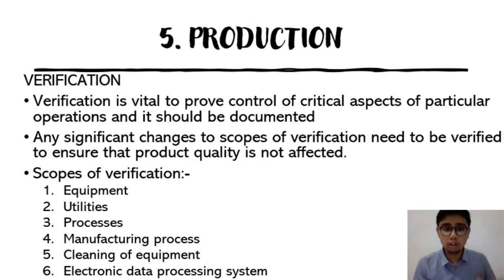All of the mentioned production aspects must be verified to prove control of the critical aspects, and it should be documented. Any significant changes to the scope of verification need to be verified to ensure the product quality is not affected.